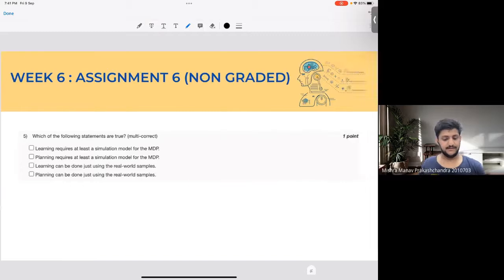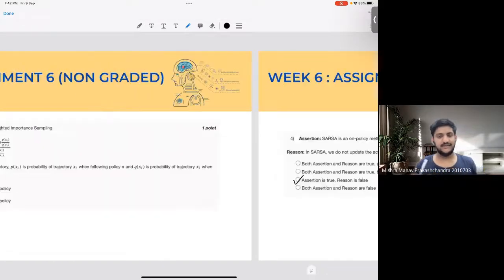Okay. Next up, which of the following statements are true? Learning requires at least a simulation model for the MDP. No, learning doesn't require a simulation model, because learning is something that you do on a real world setup, so you don't have access to a simulation. Planning requires a simulation model, so you can play the same game a different number of times and come up with a plan. And learning can be done using just the real world sample. This is true. Planning can be done. This is incorrect.